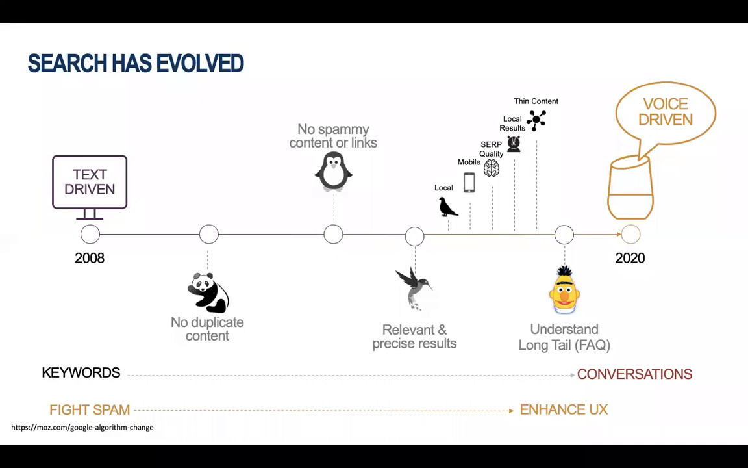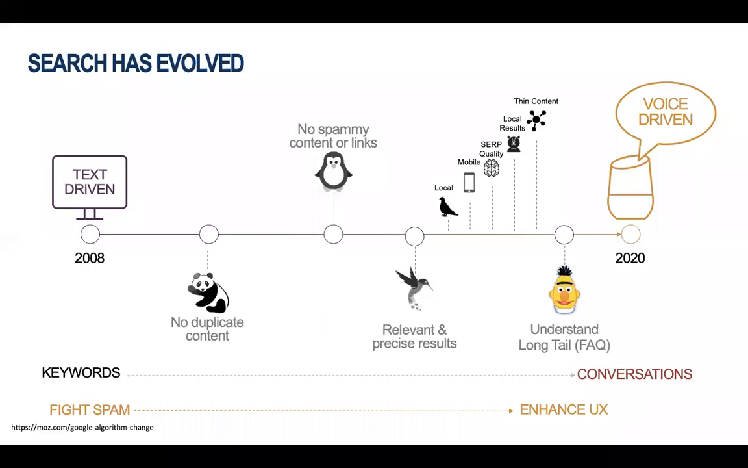And this is the evolution of the last 15 plus years, where search used to be very text heavy. And it has gone from very text heavy to very conversational heavy. It has gone from very keyword rich to solving problems and really being about consumer experience or user experience. Back 15 years ago, the algorithm used to be all about fighting spam. And that's where Google released no duplicate content, no spammy links.